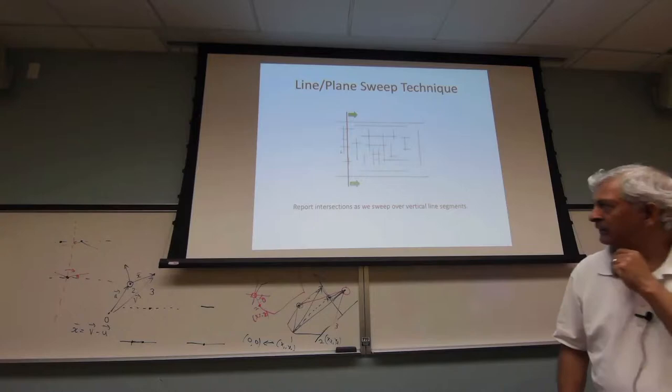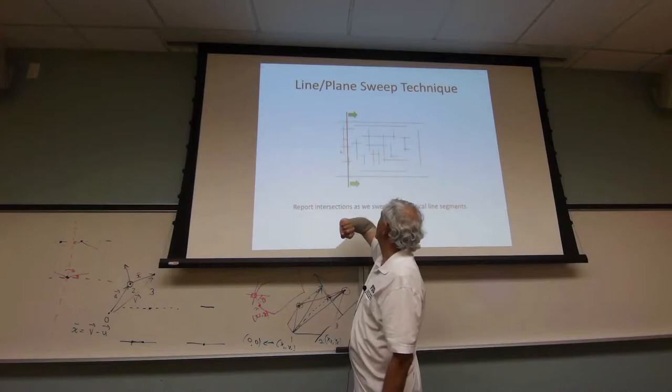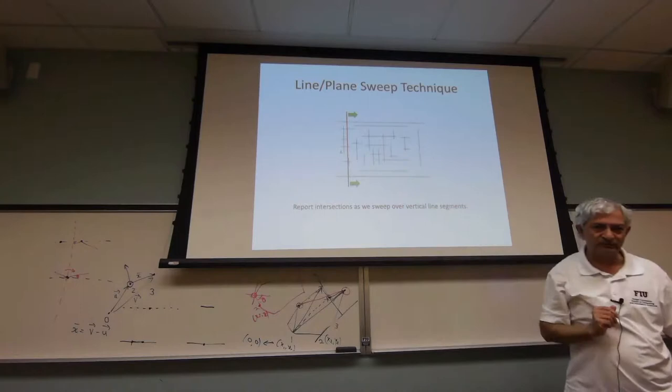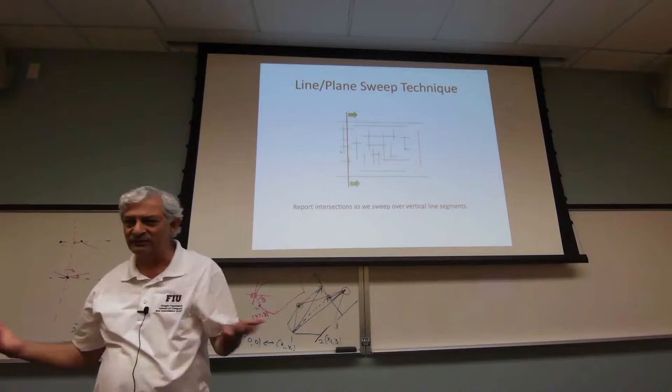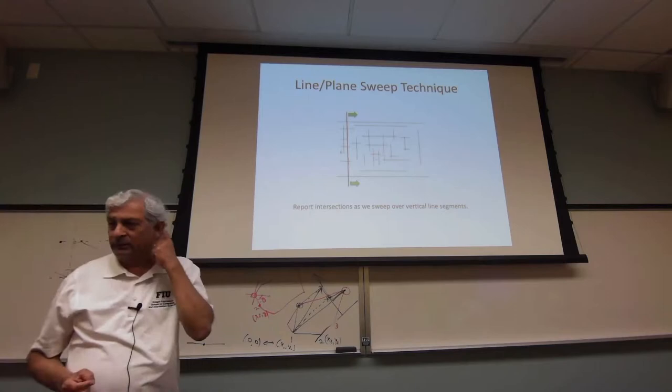Okay. So when it gets here, it'll report those three. When it gets here, it'll report that one. When it gets here, it'll report that one, and so on. So as it sweeps, it'll tell you all these. Now, of course, sweeping a line is an infinite process because you have to look at every coordinate along the way, and it's a real line, so there are infinite points. So does it really have to take infinite time?